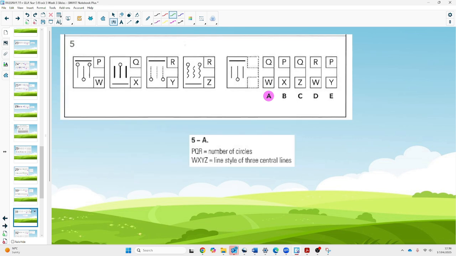Question 5, we've got P, Q and R, and that's the number of circles. We only require 1, so we know it needs to be a Q. So we can eliminate all the ones that are not Qs. And then the bottom letter, the line style of 3 central lines. So we need that to be a W. Because if you look at these 3 lines here, they are the same style as these lines here.